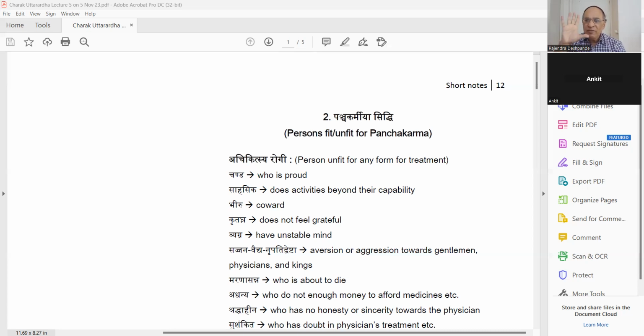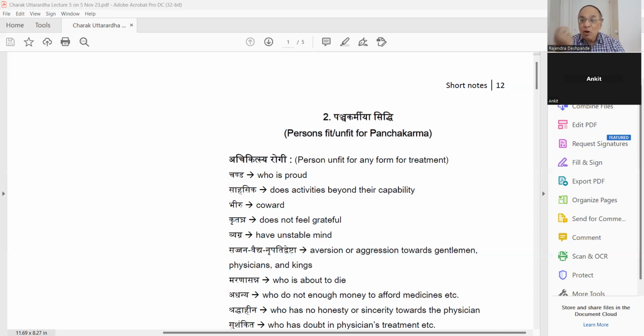Panchakarma, as you know, Vamana, Virechana, Basti, Rakta Mokshana, Nasya. Siddhi means the success. And we want to discuss first, number 1, you write down indication. Where to give? To which patients can I give Vamana? To which patients can I give Virechana? To which patients can I give Nasya? To which patients should I not give Vamana? To which patients should I not give Virechana? To which patients should I not give the Shiro Virechana or Nasya?